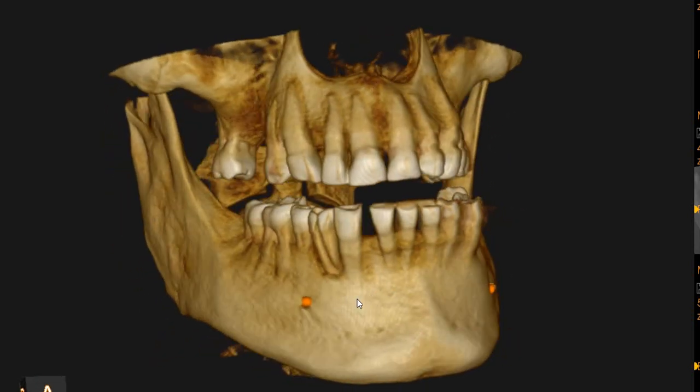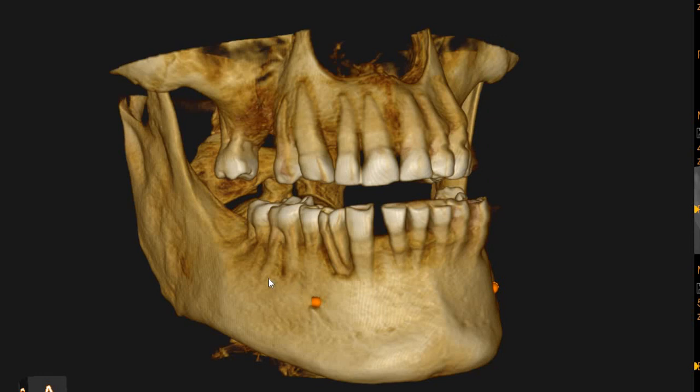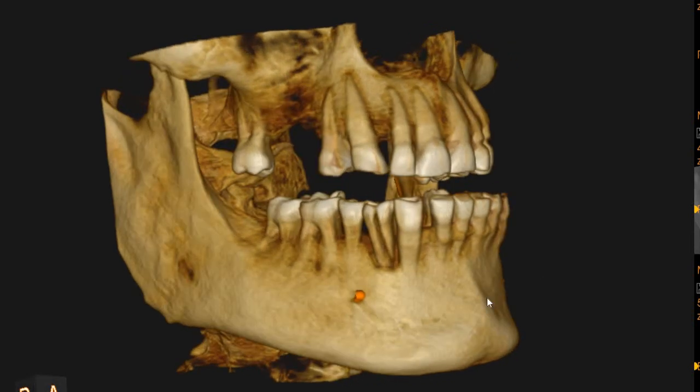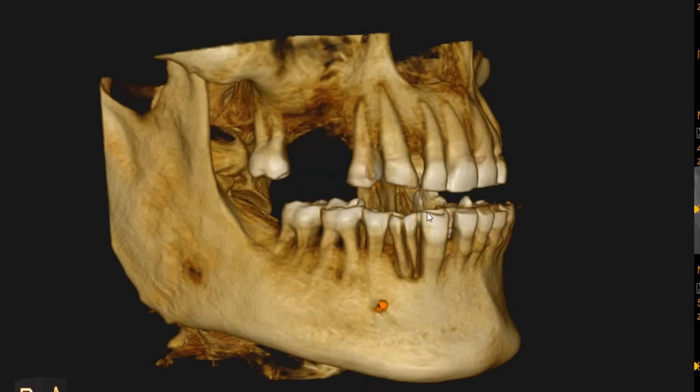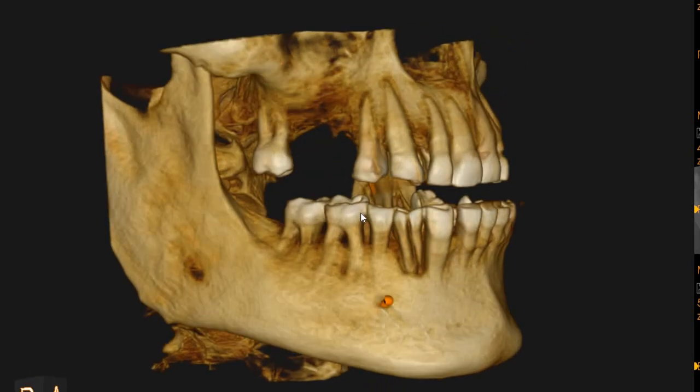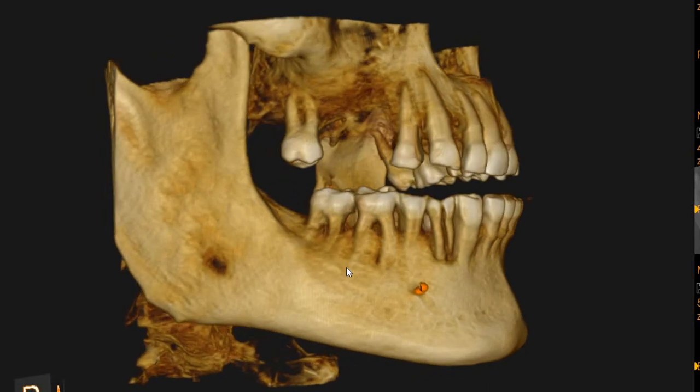This is the full mouth CBCT of the patient that you had requested. The area of interest has not been highlighted, so we will take you through the entire CBCT. The upper right second premolar and molars are missing.